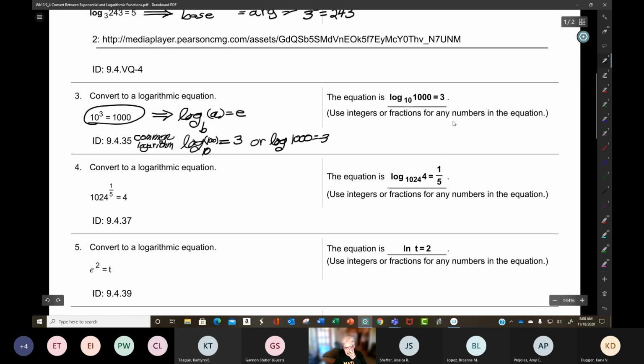Let's see what they do. Yeah, they write log base 10, but I'm sure they'd let you get log 1000 equals 3. That looks like I meant for it to be negative. I didn't. So let me.